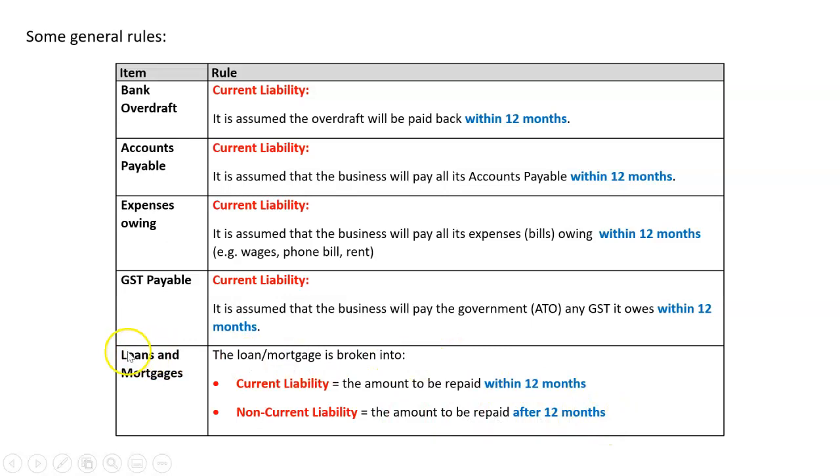So what we might do is just have another video, so the next video, and we'll look at this one in a little bit more detail. How do we do this and how does it change over time? But everything else here, the common examples we're going to get are always going to be current liabilities. So your bank overdraft, accounts payable, expenses owing, and your GST payable are always current liabilities.